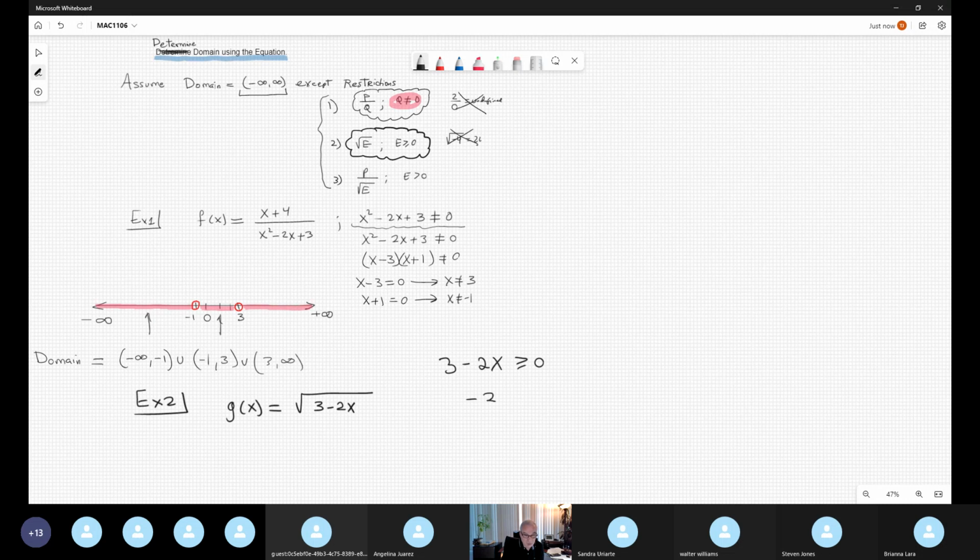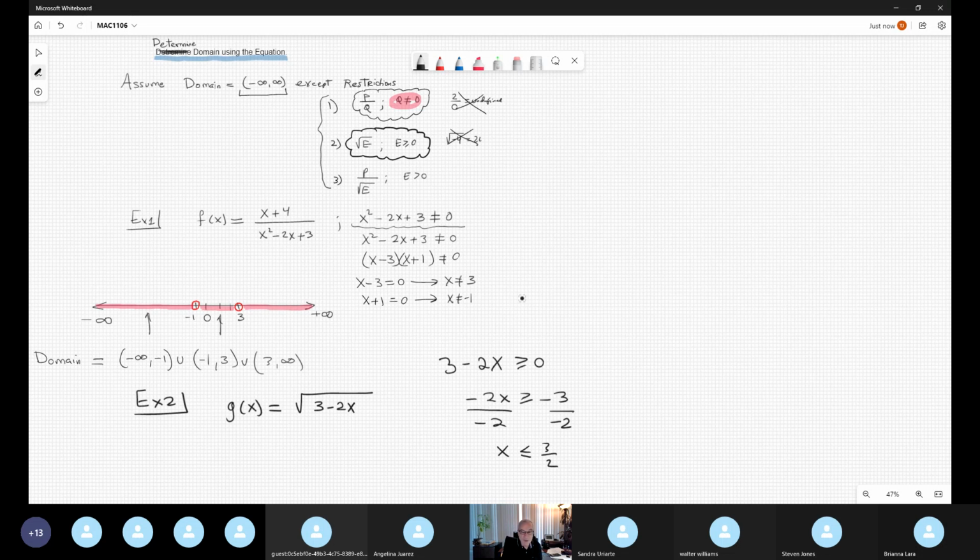This is minus 2x greater than or equal to minus 3. Move 3 to the right-hand side. Divide by negative 2 both sides, because my goal is to isolate x. And remember, when you divide or multiply any inequality by a negative number, the inequality sign is reversed. It's 3/2.